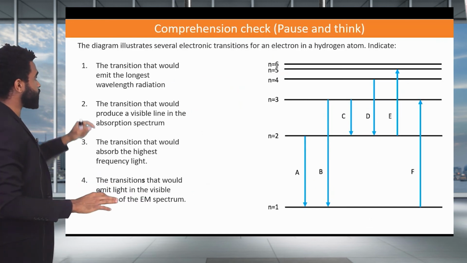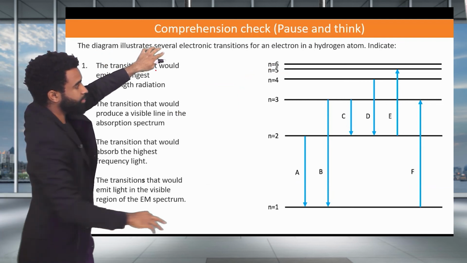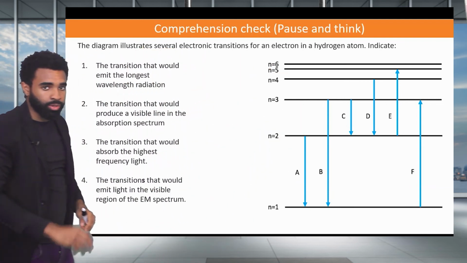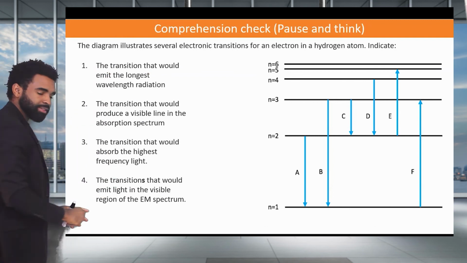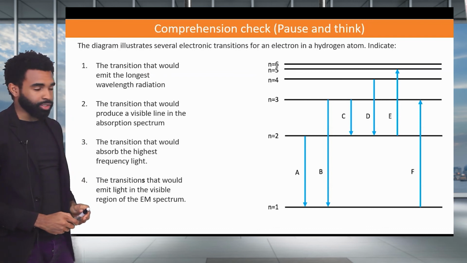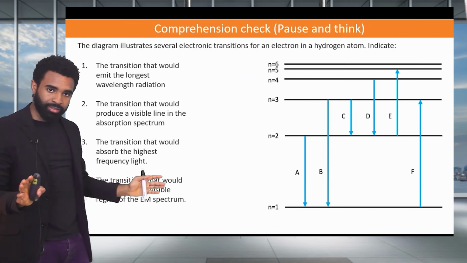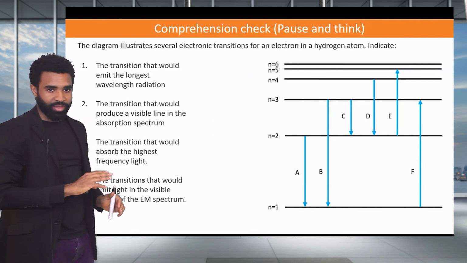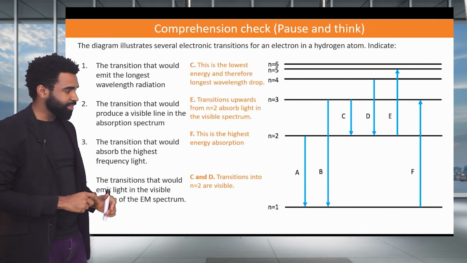Now let's look at some questions based on what we have done so far. So here's a question for you. This diagram illustrates several electron transitions for an element in the hydrogen atom. I want you to read through all of these and indicate what transition they correspond to. Pause and think about it for however many minutes you need. But in 3 seconds, I will show you the answer here. 1, 2, 3. There you go.